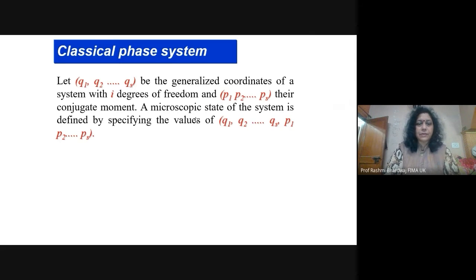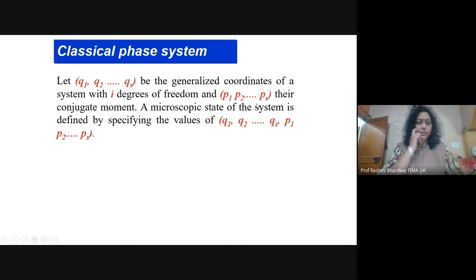Now we are coming to the classical phase system. This is what we study in all our physics and kinematics. Suppose q1, q2, qn are the generalized coordinates of a system with n degrees of freedom, and corresponding p1, p2, pn are their conjugate momenta. This means basically these are the xi, which is the position component. These are the xi dot, which is the velocity component. So then we have a curve which is a combination of qi, pi, known as a phase space.